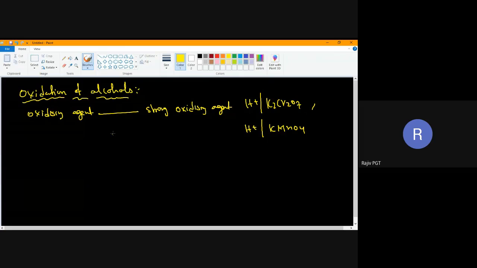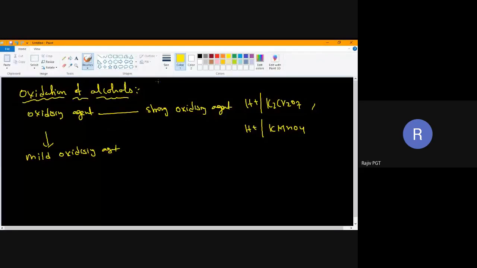The process here is dehydrogenation. What is meant by dehydrogenation? Removal of hydrogen is called dehydrogenation. When you take mild oxidizing agents, such as Jones reagent, CrO3 in presence of HCl.